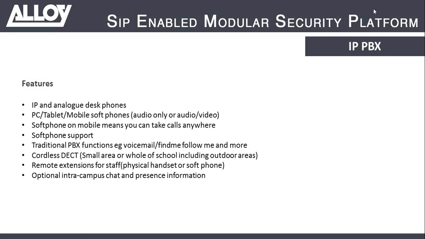Of course, we've got all the traditional PBX functions above and beyond the key systems, including voicemail, find me, follow me, all the things that we're familiar with there. We have some cordless DECT solutions. Now, we have a number of different DECT offerings. Some of those are a single base station supporting a few phones. Some of them are a single base station plus range extenders to increase the range of that single base station. And we also have the iServe platform, which allows for multiple base stations and for base station roaming.